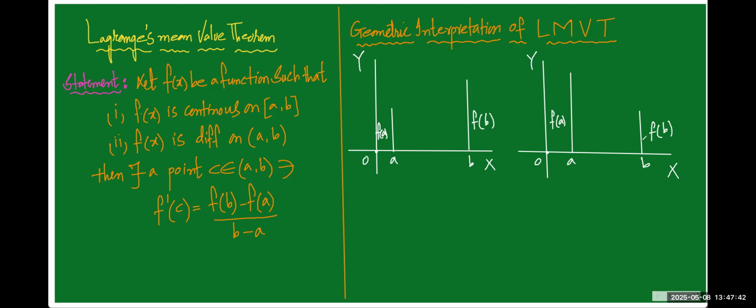So there is a possibility that f of a is here and f of b is here, or maybe f of a is larger and f of b is smaller. Then we use the same concept that f of a is not equal to f of b. If I join these two, because it is continuous, this is your possible curve. This is one more possibility.